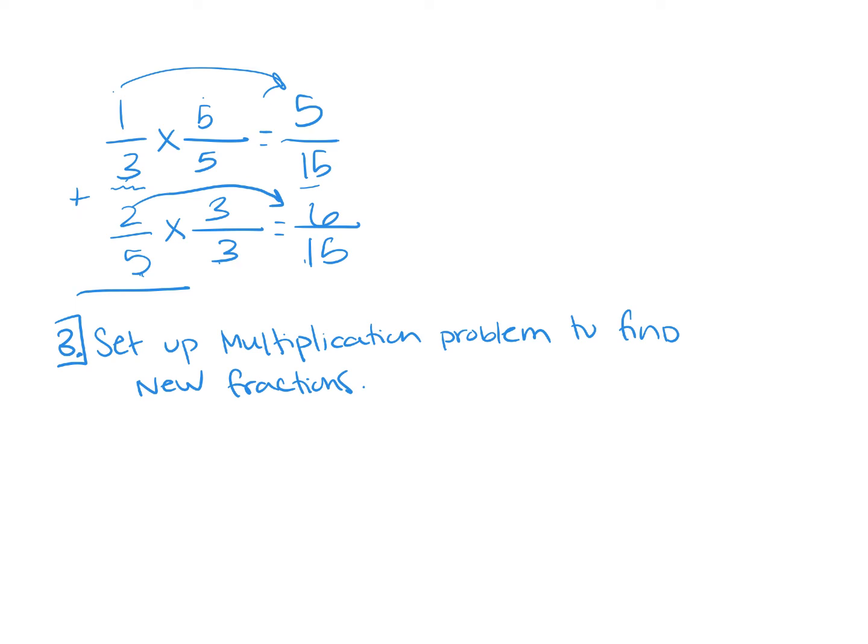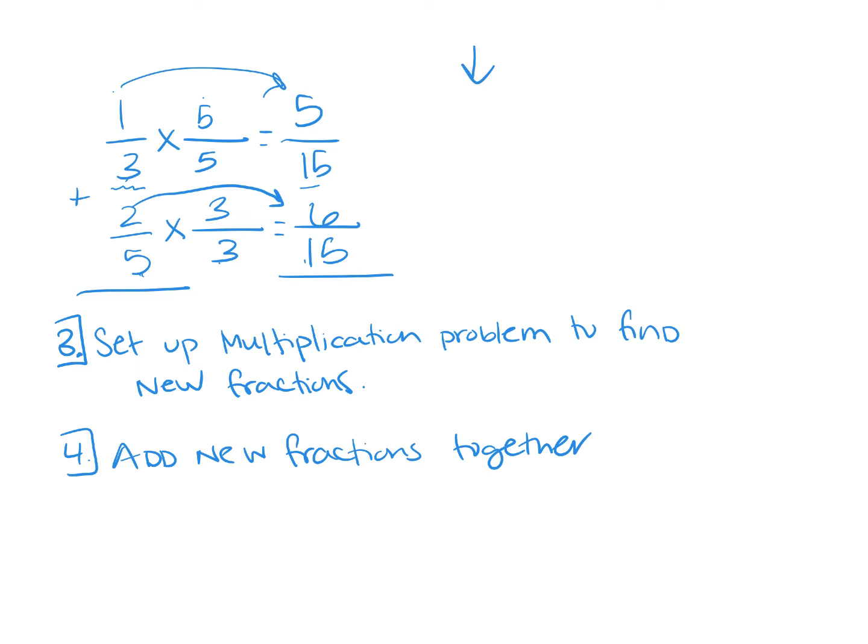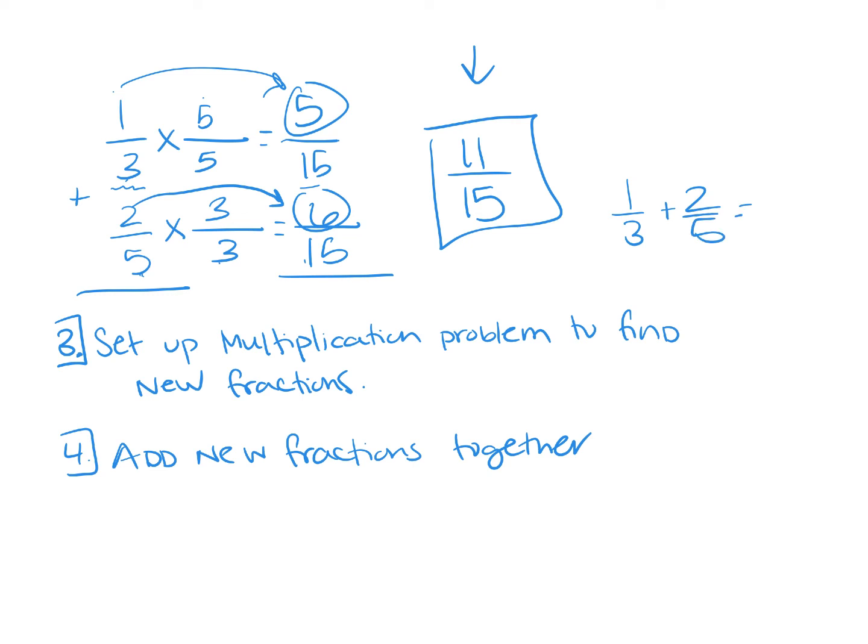And our last step is you're going to add your new fractions together. Okay? And so I'm going to write it over here because I'm out of room. Remember, the denominators are going to stay the same. So it's going to be something over 15. All we add are our numerators. So 5 plus 6 is 11. That is our final answer. So 1/3 plus 2 over 5 equals 11 over 15.